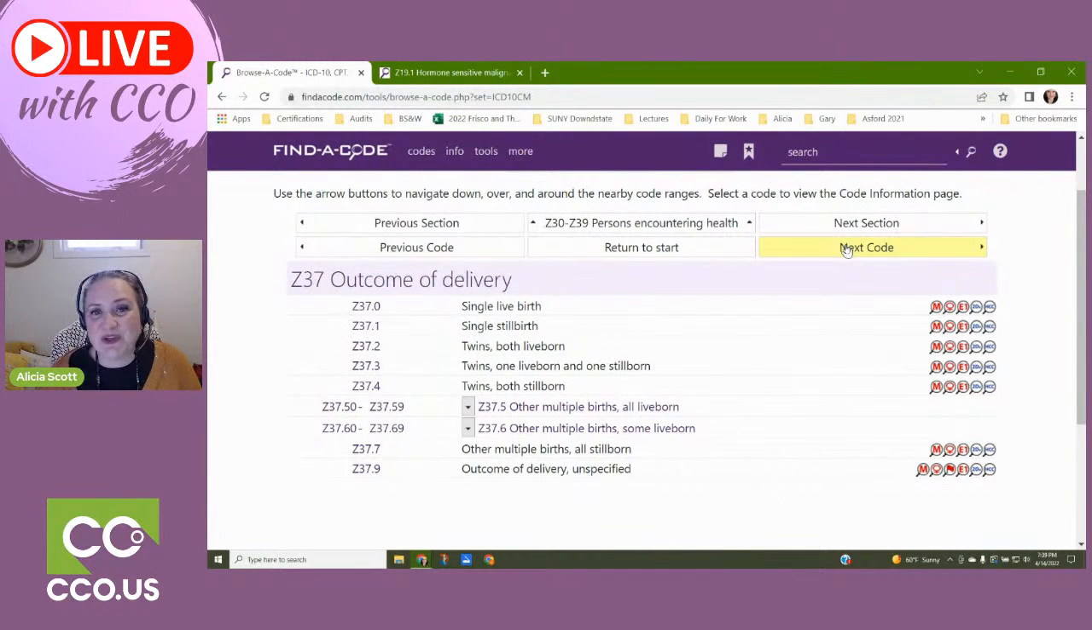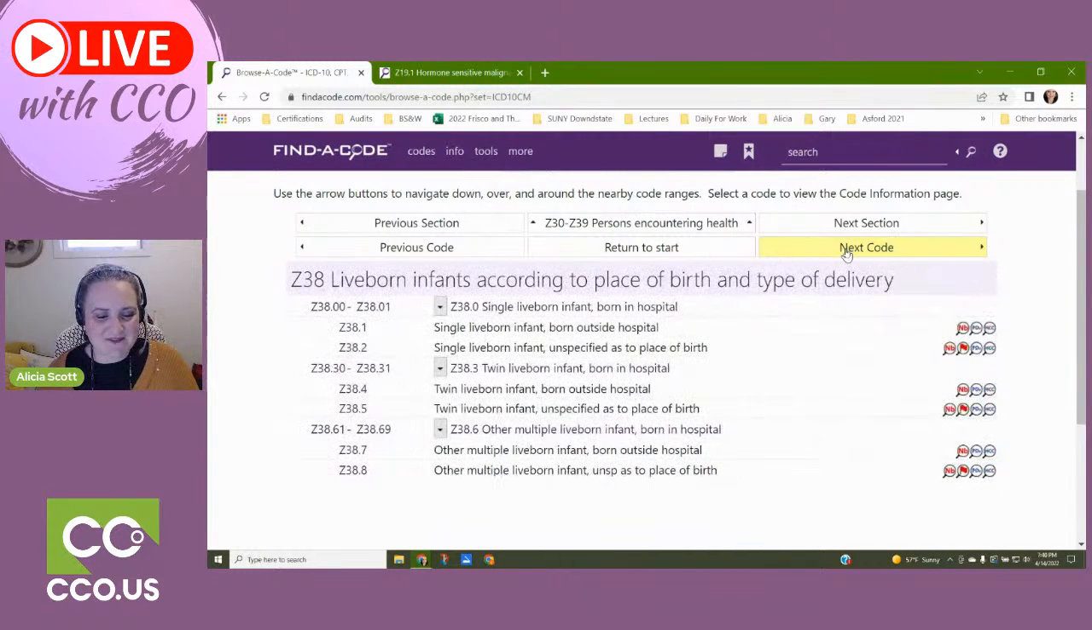The Z codes when you have a single live birth, and this is all based on statistics. So every time you had a child, a delivery, the Z37 code would be appended. And there are so many multiple births out there that that section of the code set has been expanded a little bit through the years. So that's kind of fun.